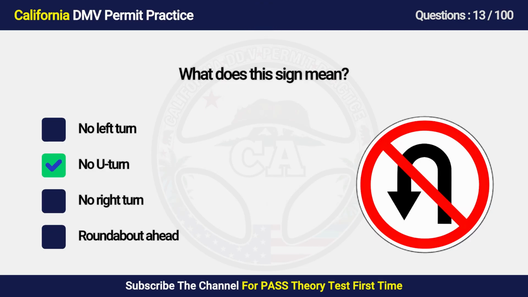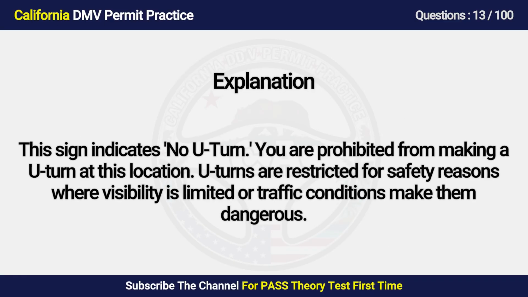Answer is B. No U-turn. This sign indicates no U-turn. You are prohibited from making a U-turn at this location. U-turns are restricted for safety reasons where visibility is limited or traffic conditions make them dangerous.